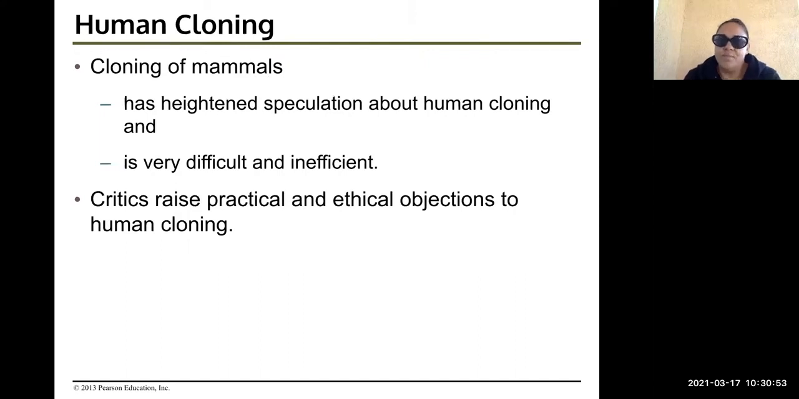Human cloning. The cloning of mammals has heightened speculation about human cloning, but it is very difficult and very inefficient, and there are obvious ethical objections to human cloning. So no, humans have not been cloned yet, for various reasons.